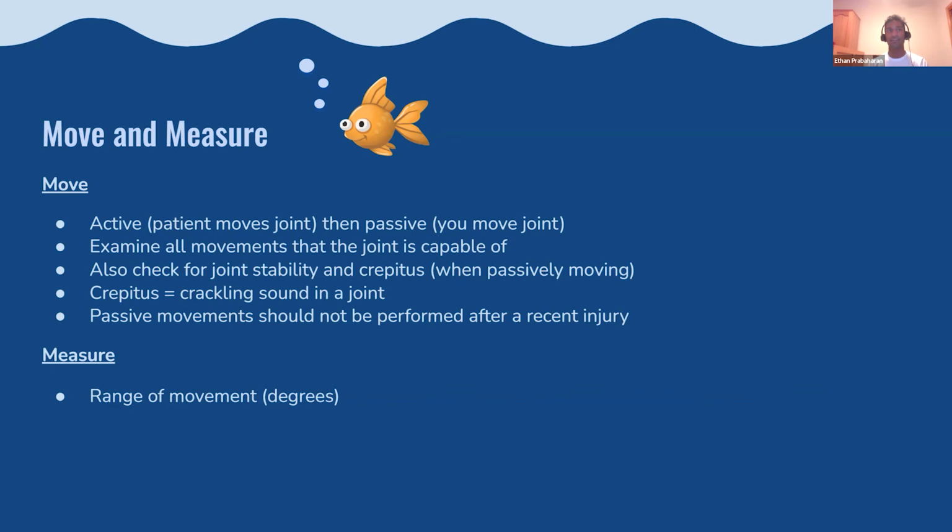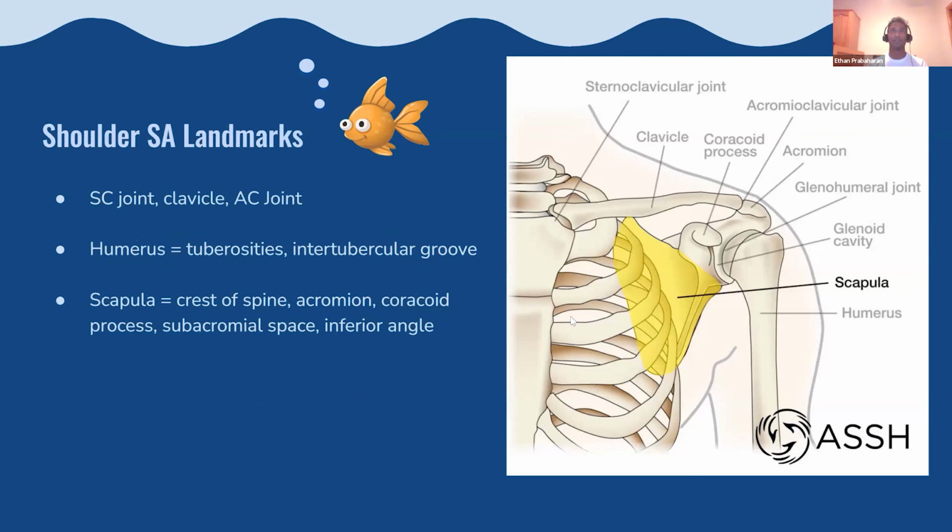Crepitus is a crackling sound in a joint. I can feel it best with my knees, but not everyone has this. So you can look online for that, but when you move the joint, and feel over it, you can feel a sort of cracking sensation, which is mostly just air bubbles. Passive movements shouldn't be performed after a recent injury, right? So if they've fractured something, you don't want to just grab their arm and then forcefully move it, which is why you do active movements first. You get a sense of what they're comfortable with. And while you're doing these movements, you want to try and pick up how far they're moving in terms of degrees and compare it to normal values.